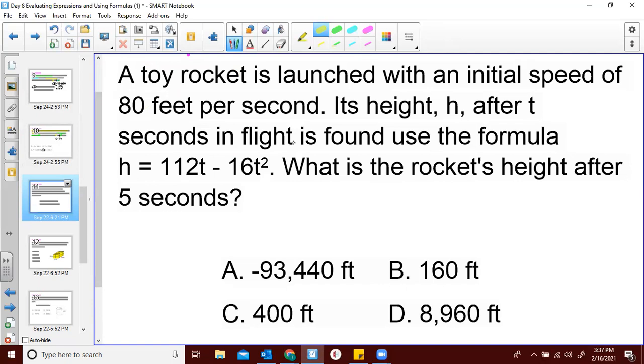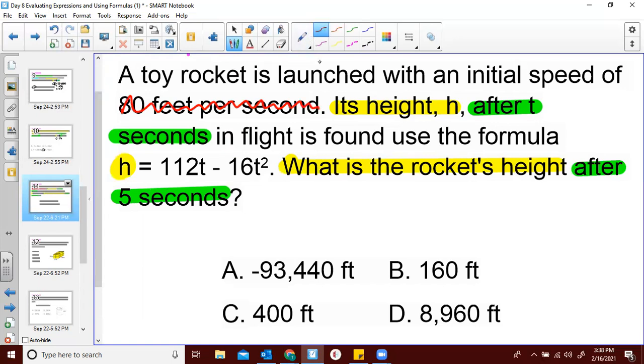All right, so there's a piece of information that we don't need, but let's look at what we need first. So first it's asking us what's the rocket's height. So that's our h. And it says it here too. Its height is h. So it defines h as height. It wants to know what the rocket's height is, but after 5 seconds. Well, if you go back up here, it says after t seconds. Right, so it tells us that it defines t as seconds. Right, and we know that we have 5 seconds here. So the piece of information we don't care about is this 80 feet per second.